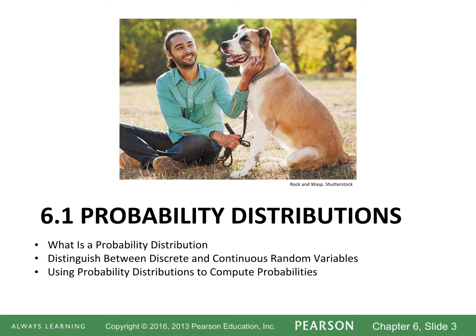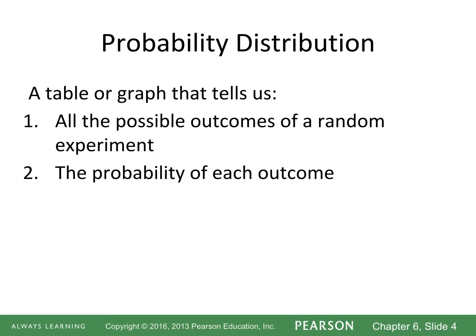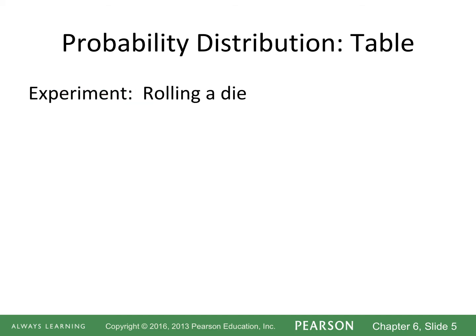So 6.1 talks about what a probability distribution is and distinguishing between discrete and continuous random variables. Then we're going to use the probability distributions to compute probabilities. For probability distributions, we're going to be focusing on displaying them as a table or a graph. That's going to show us all the possible outcomes of a random experiment and also the probability of each outcome.